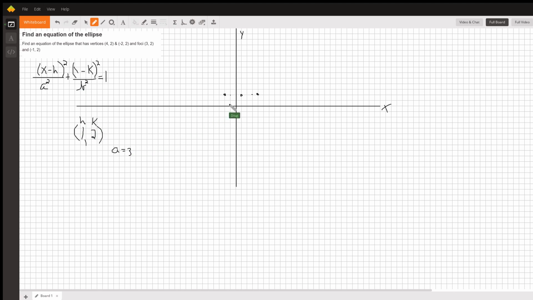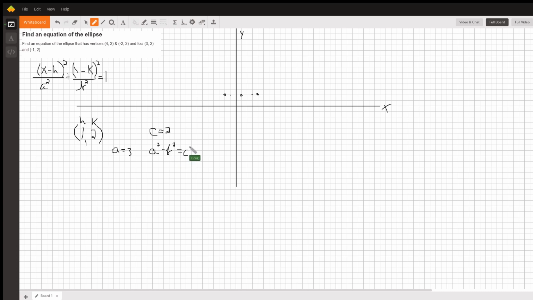And we can use that because the distance from the center of the ellipse to one of the foci is 2. From 1 to 3 is 2, or 3 minus 1 is 2. That tells us that c, which represents the distance from the center of the ellipse to a focus, is 2 units. And then we use the formula that for an ellipse, a squared minus b squared equals c squared.